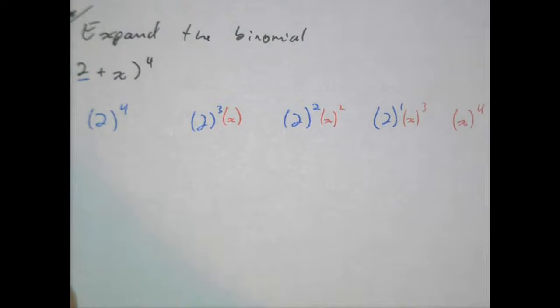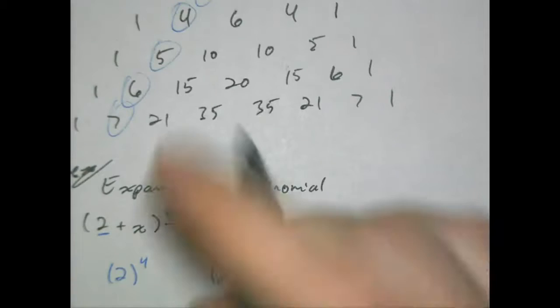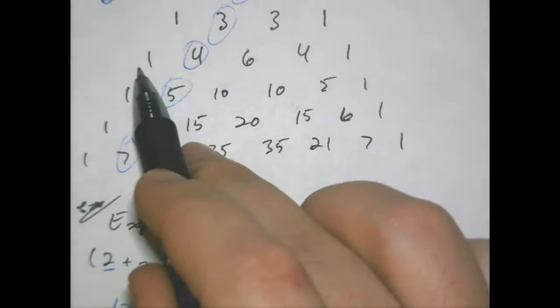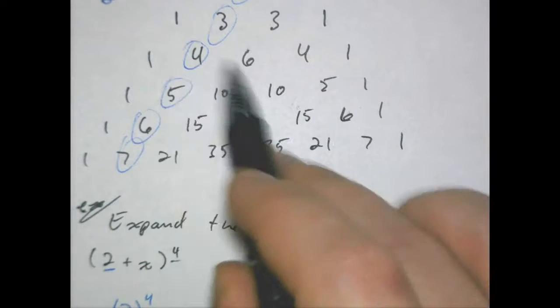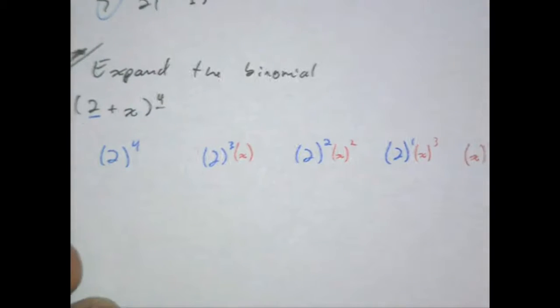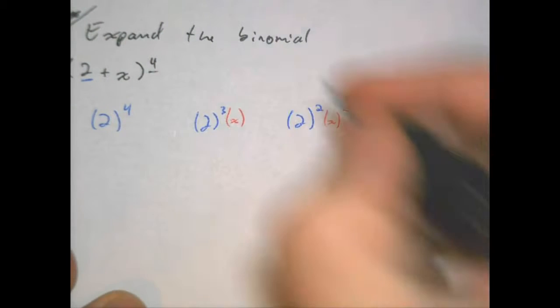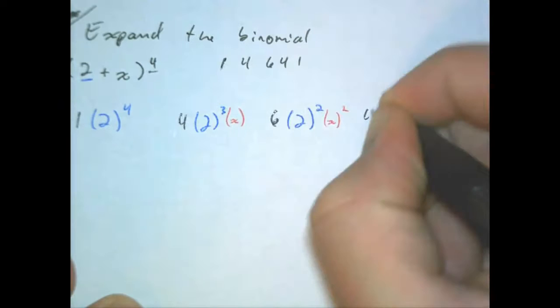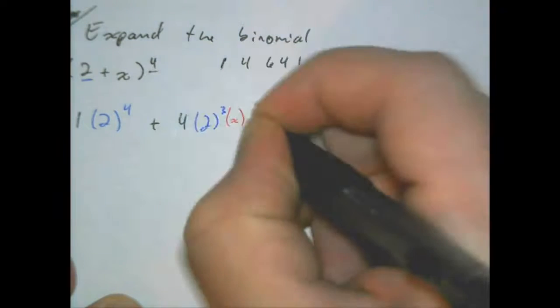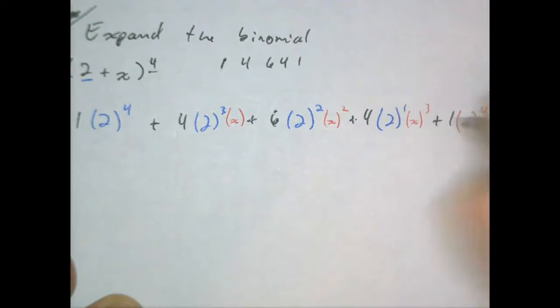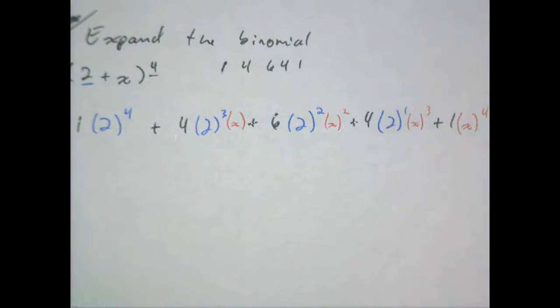Cool. Now it's a matter of using my 4th row of Pascal's triangle, so I can go to the 4th row. So 4th row, my coefficients are 1, 4, 6, 4, 1. So I will put a 1, 4, 6, 4, 1, and plus signs in between all of my terms. Now it's just going to be a matter of simplifying all of these terms.